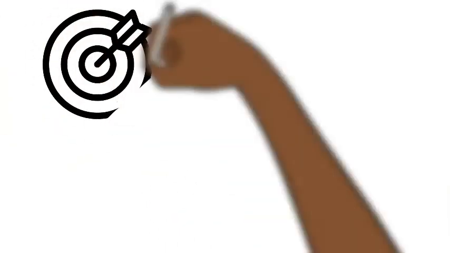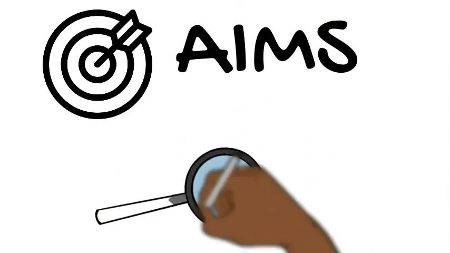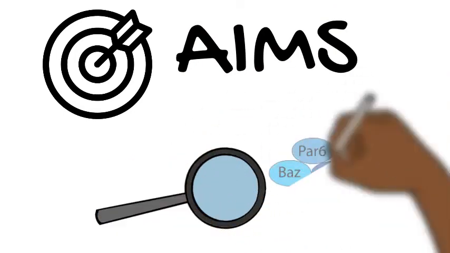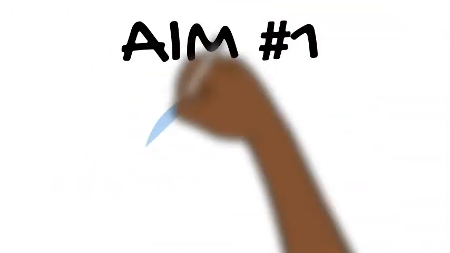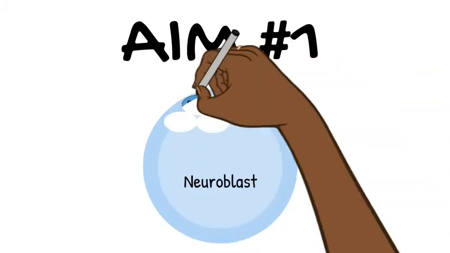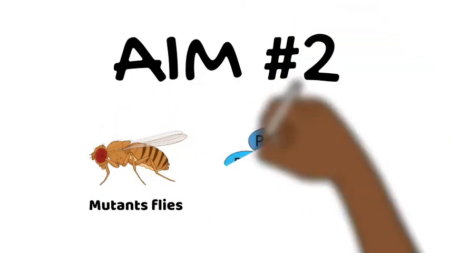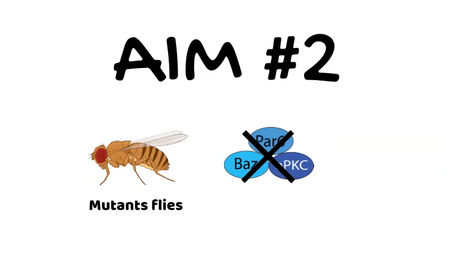So to answer this question, I developed two aims, which were focused on examining the role of some of the proteins that are found on the apical side of the neuroblast and to see if they are responsible for establishing ER asymmetry. My first aim was to determine if the protein jaganol was found at the same place as the apical proteins in the neuroblast. My second aim is to use fly mutants, which are just flies that do not have these particular proteins, and examine the ER to see if the asymmetry is affected.